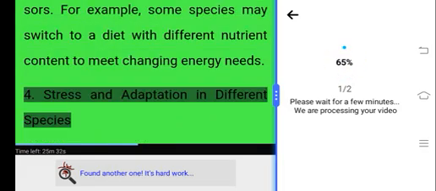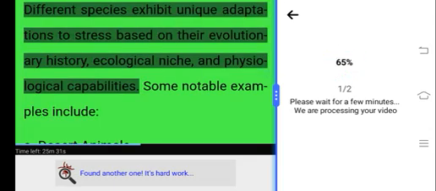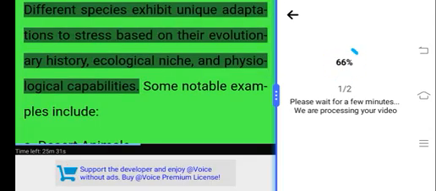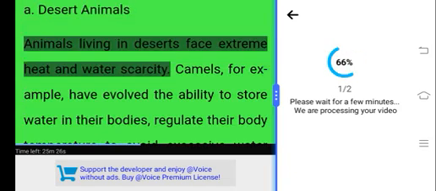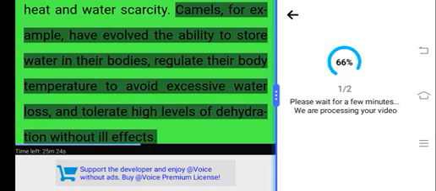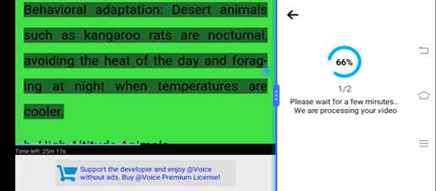4. Stress and adaptation in different species. Different species exhibit unique adaptations to stress based on their evolutionary history, ecological niche, and physiological capabilities. Some notable examples include A. Desert animals. Animals living in deserts face extreme heat and water scarcity. Camels, for example, have evolved the ability to store water in their bodies, regulate their body temperature to avoid excessive water loss, and tolerate high levels of dehydration without ill effects.